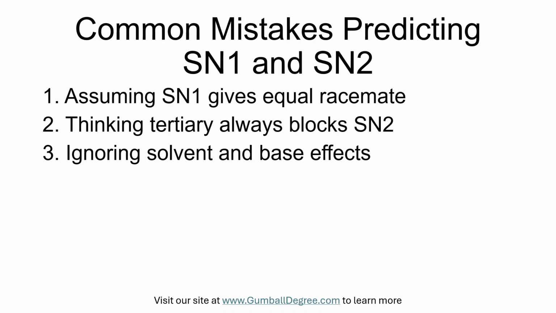Students often assume SN1 always gives an equal 50-50 mix, when in fact ion pairs or neighboring group participation can bias the approach, so look for nearby heteroatoms or aromatic rings that can stabilize or block a face.